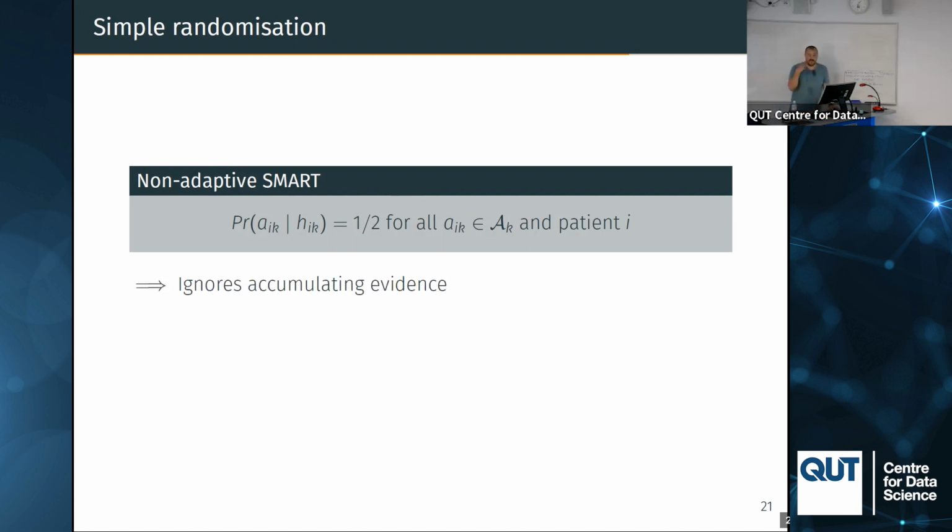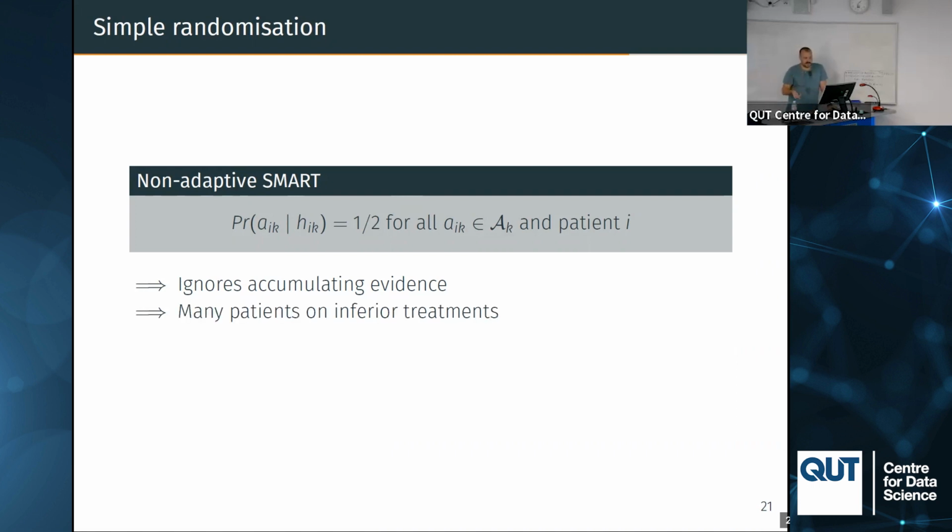But the problem with this sort of simple randomisation is that it ignores accumulating evidence. When you run a clinical trial in a traditional setting, you design the trial, you do a power calculation, which gives you a sample size, and the trialists go off, collect the data, and 3 years down the track, you analyse the data, and then you decide, is this good enough to change treatment policy? But in that 3 years, you've had this trial going on for 3 years.